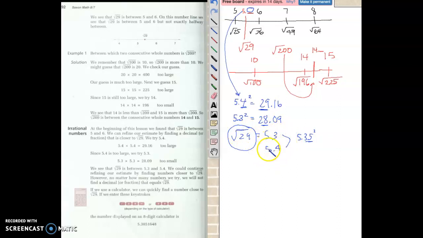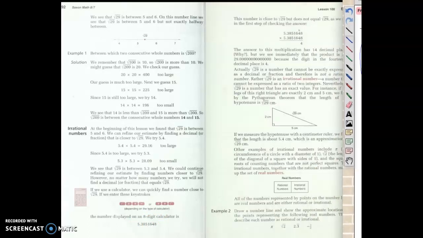But if we use a calculator, we could come up with a pretty great looking number for the square root of 29. If you were to take the square root of 29 on your calculator, depending on if you have a TI-83 or TI-84 or even just a standard calculator on your phone, you're going to come up with this number right here: 5.3851648, right? So this number is close to the root of 29, but it doesn't equal 29.